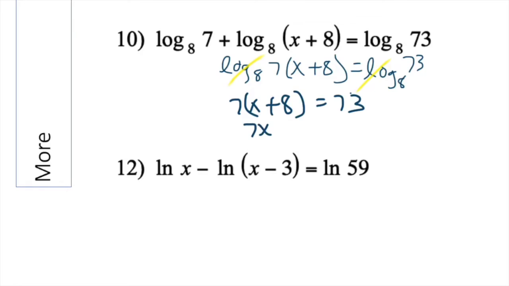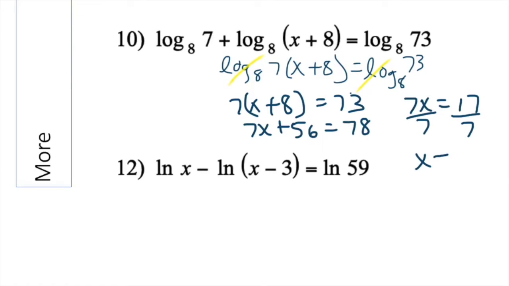All right, so we'll do 7x plus 56 equals 73. Subtract the 56 over, and what do we get? 17. 7x equals 17. X equals 17 over 7. And it doesn't tell us to do decimals, so do you want us to leave this in fraction? Yes.